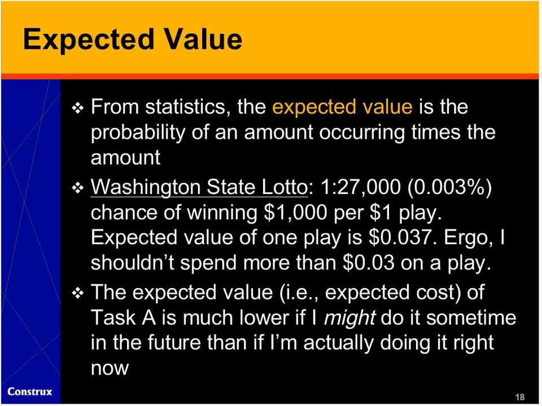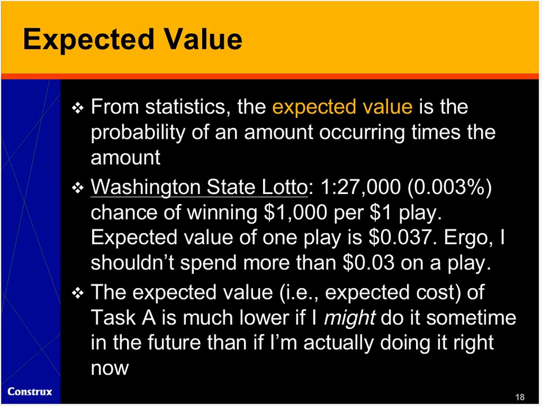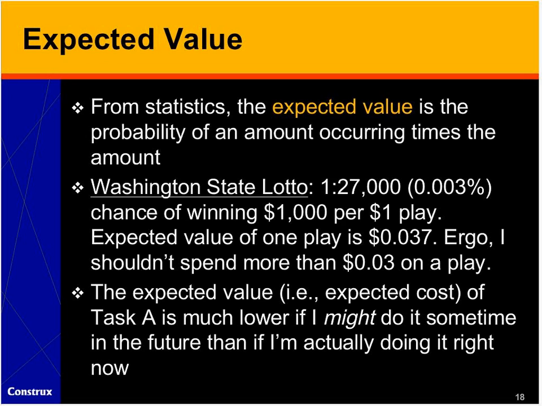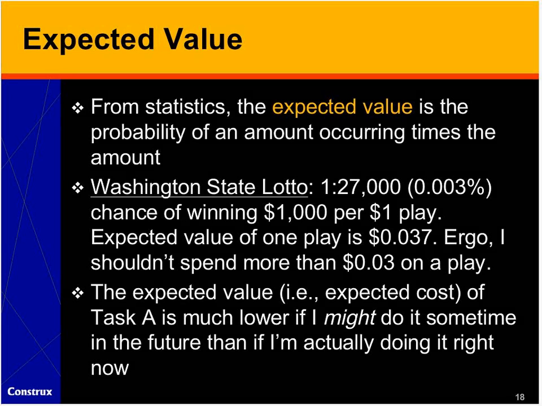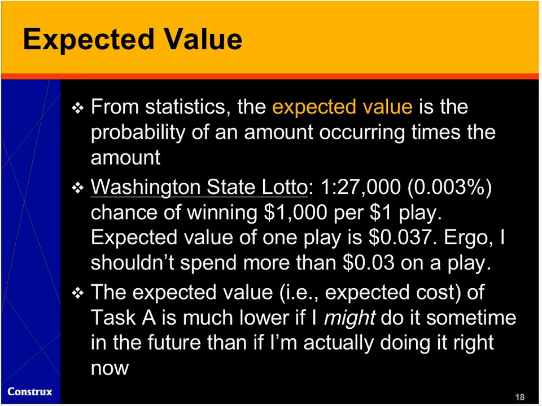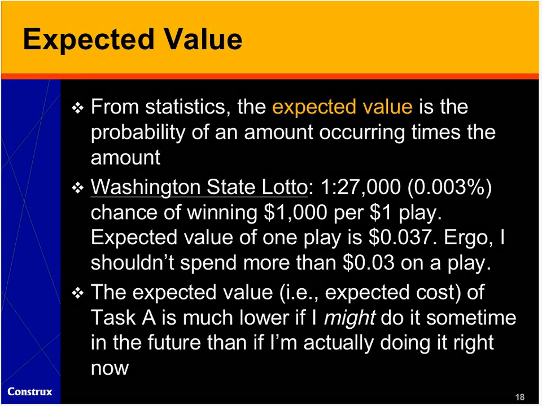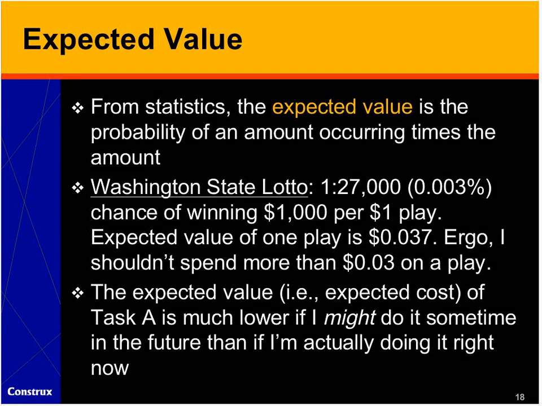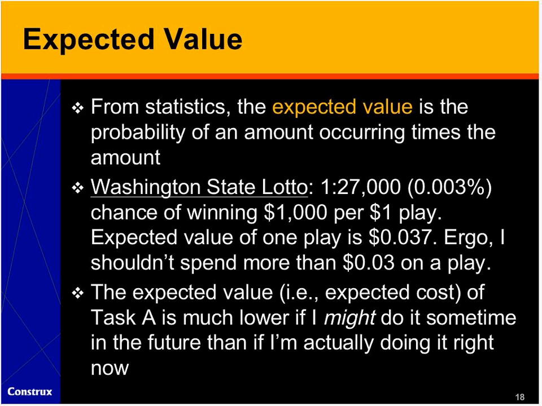What that means is I shouldn't spend more than 3 cents on any given play. If I spend 4 cents, I expect, in the statistical sense, to lose money. And so in software, the expected value, that is the expected cost of doing a particular task, is a lot lower in the future if I only might do it sometime in the future than if I'm actually doing it right now, because we have to discount it by the probability of actually doing it.